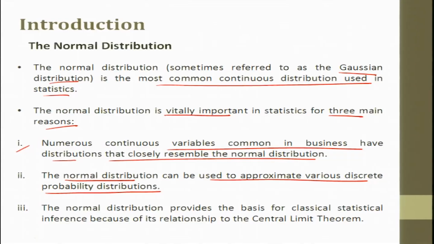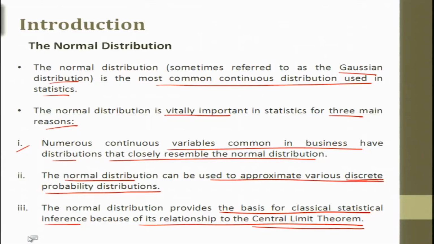Approximating various discrete probability distributions is an important point here, because discrete data is able to produce less powerful analysis. So, the normal distribution provides the basis for classical statistical inference because of its relationship to the central limit theorem. I did not discuss the central limit theorem. The central limit theorem is that there is a central value along which the other values lie. The true value is actually the actual value. This central value can be the mean here, along which the other values lie. This is the central limit theorem.